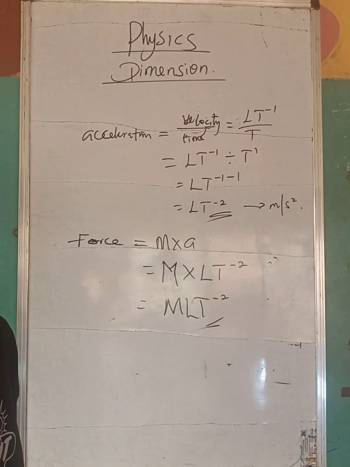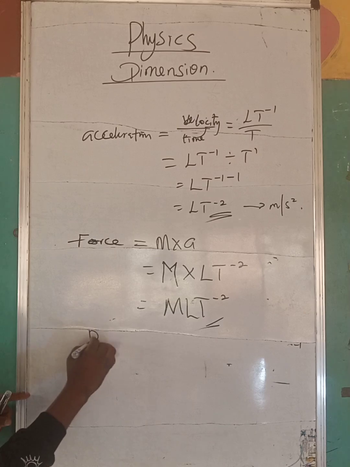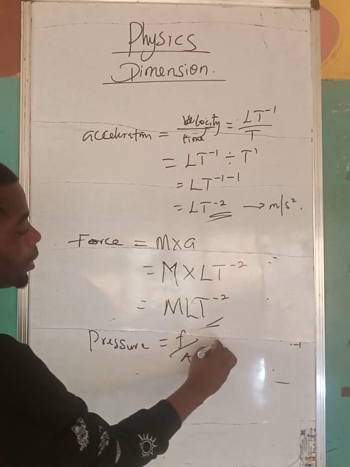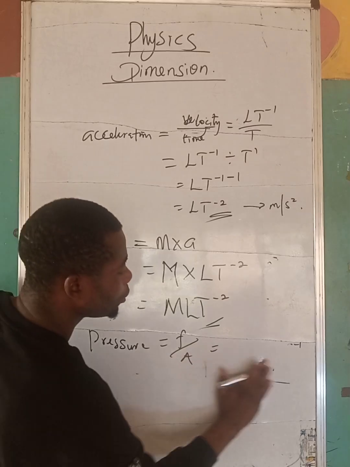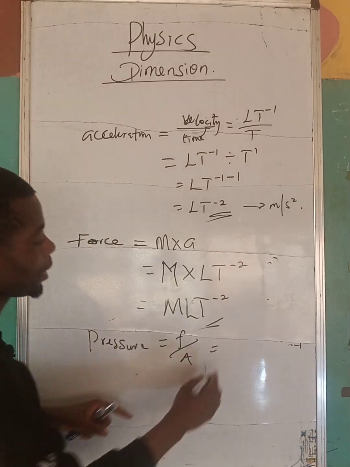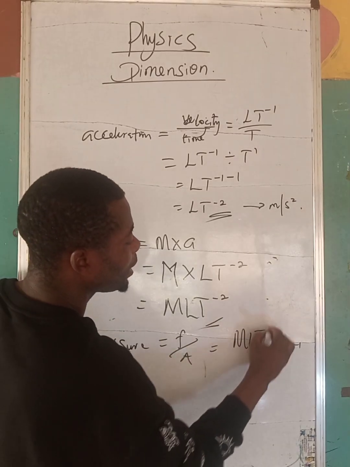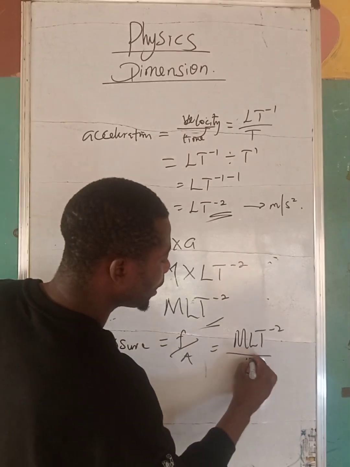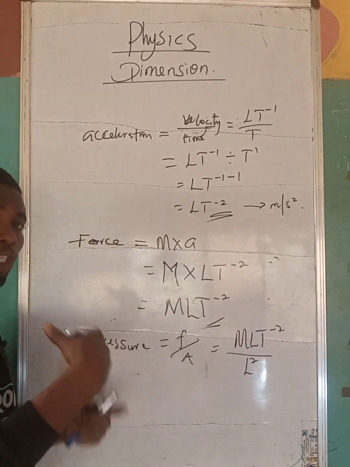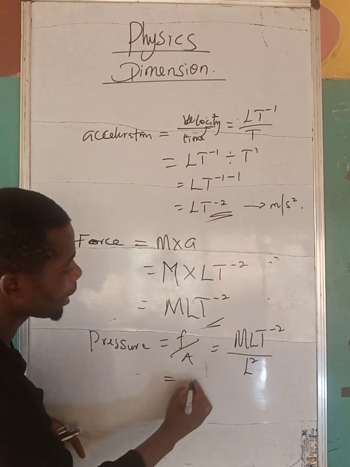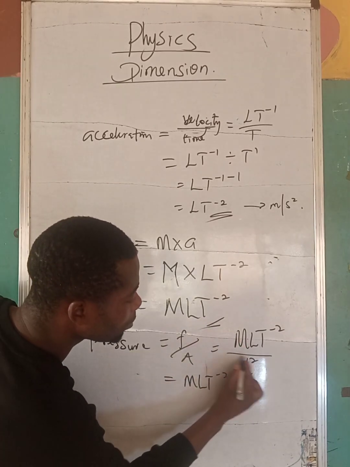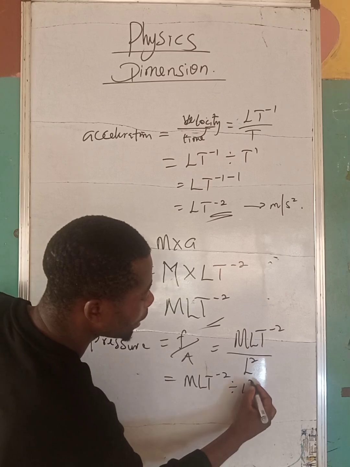Let's check another one. Let's talk about pressure. Pressure is equal to force over area. And what is force dimensionally? You don't need to calculate it again. You have it here, M L T^-2, then divided by your area. Your area is L squared. Remember, area is the first one we did. So we have M L T^-2, divided by L^2.